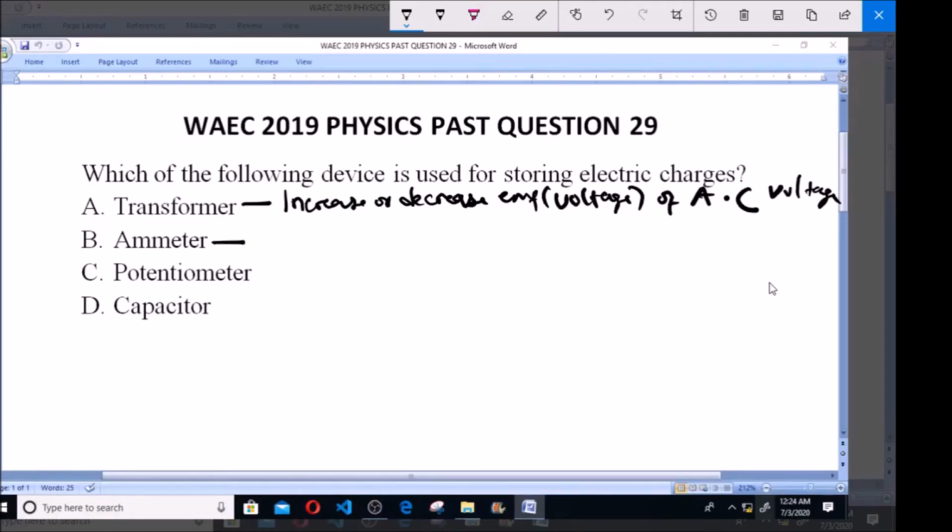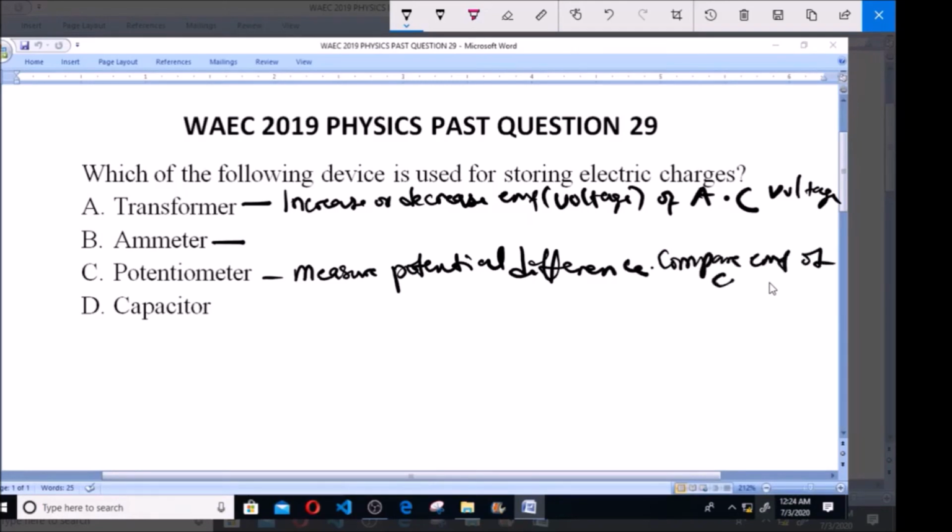Now, what is an ammeter? Or let's get to potentiometer first. What does a potentiometer do? A potentiometer is a device used to precisely measure potential difference. So you use this to measure potential difference. That's what you use this to do. It is used to compare EMF of a cell. You can also use it to compare EMF of cells. So that's what you use that for.